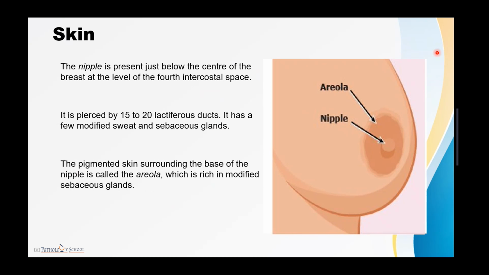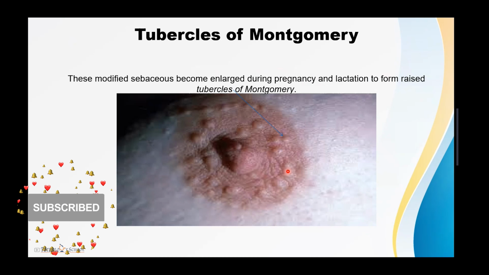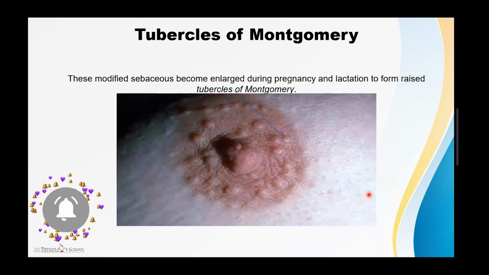The skin of the breast has two special structures, the nipple and the areola. The nipple is present just below the center of the breast at the level of the fourth intercostal space. It is pierced by 15 to 20 lactiferous ducts. It has a few modified sweat and sebaceous glands. The pigmented skin surrounding the base of the nipple is called the areola, which is rich in modified sebaceous glands. These modified sebaceous glands become enlarged during pregnancy and lactation to form raised tubercles of Montgomery.